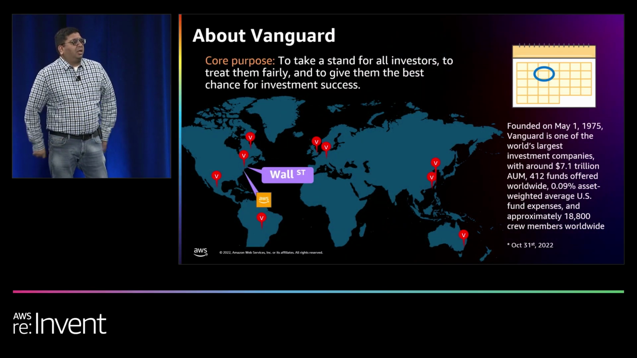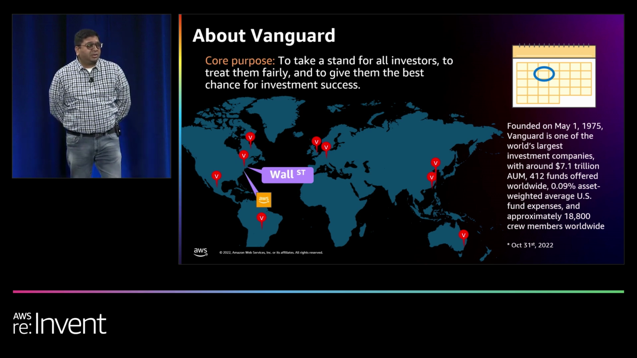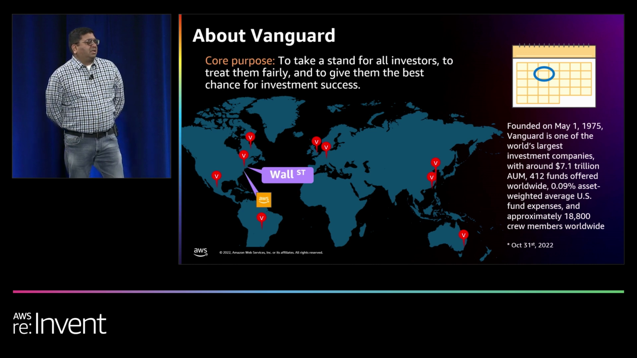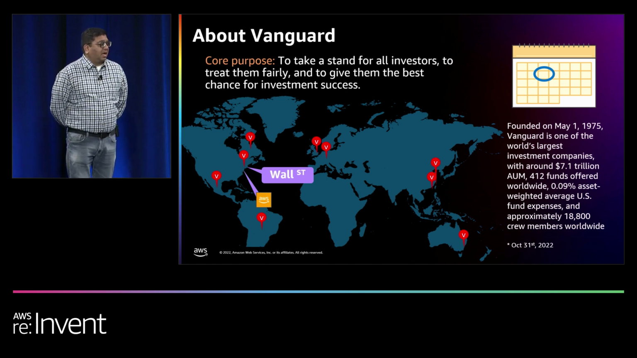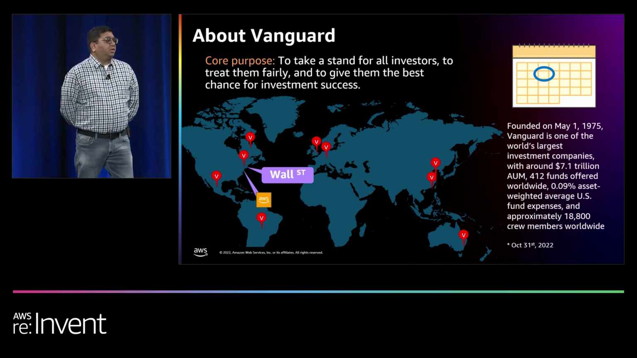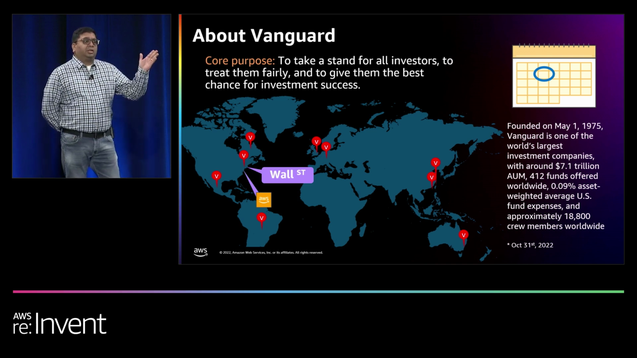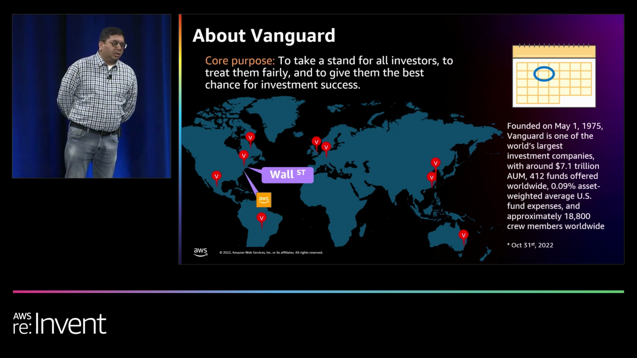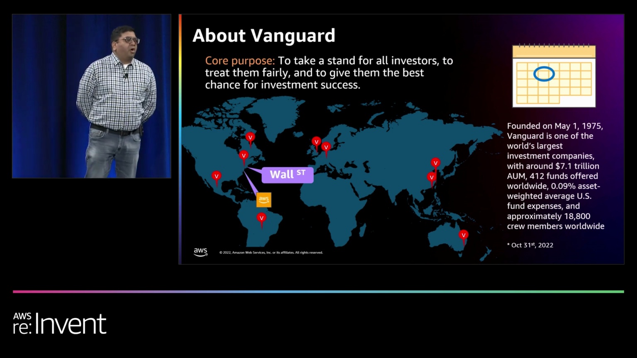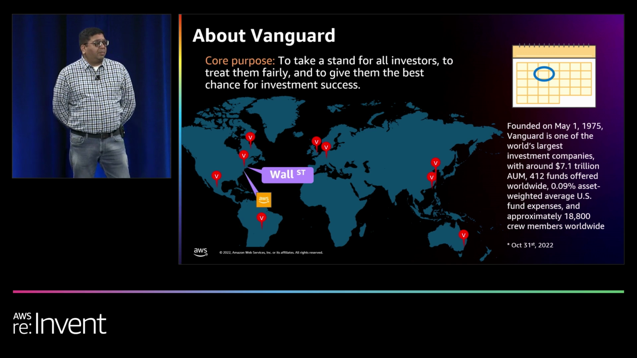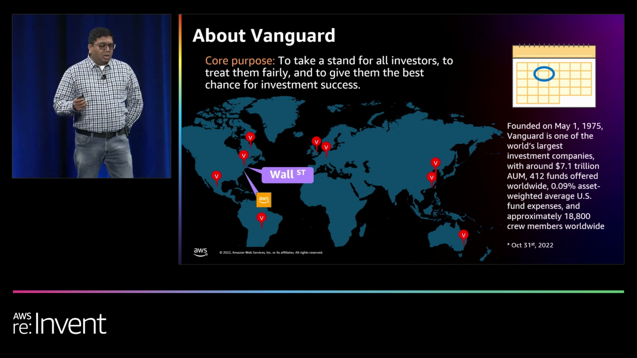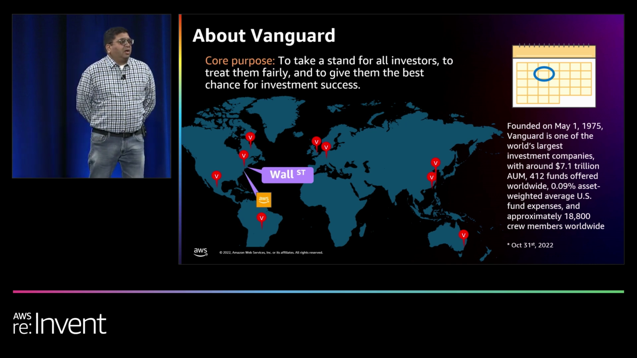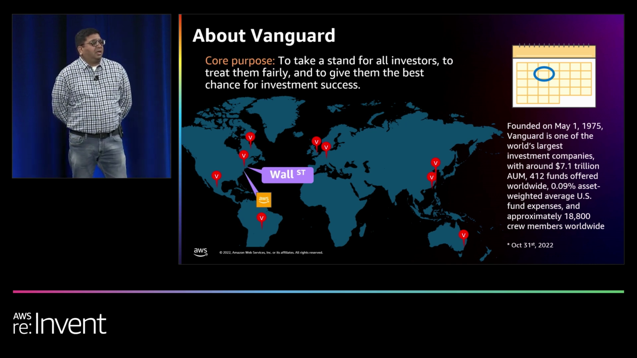The core purpose of Vanguard is to take a stand for all investors, treat them fairly, and give them the best chance for investment success. That's our core purpose, core mission. And I, Ritesh Shah, work in the Chief Data and Analytics Office as a chief architect for AI and machine learning platforms. We were founded in 1975 and have $7.1 trillion worth of assets under management.